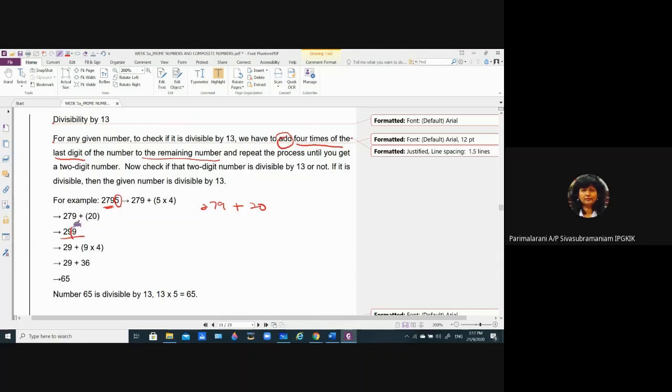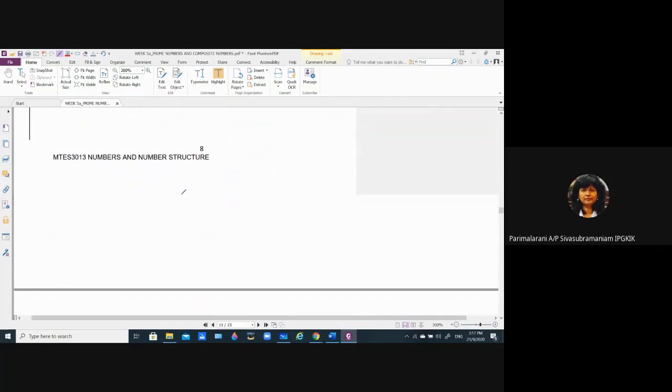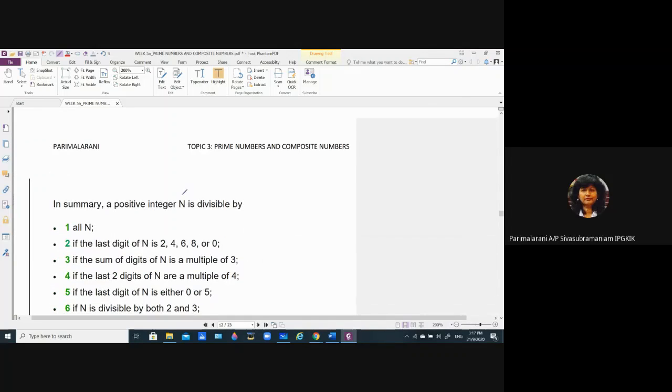We take the last number again. This last number is 9. 9 times 4 is 36. 36 plus this 29, we get 65. Now we already got a 2-digit number, so we can see easily whether you can divide by 13 or not. So now we know that it can be divided by 13. Therefore, this whole number can be divided by 13. Okay. So for divisibility, you have to know how to check for divisibility for numbers.